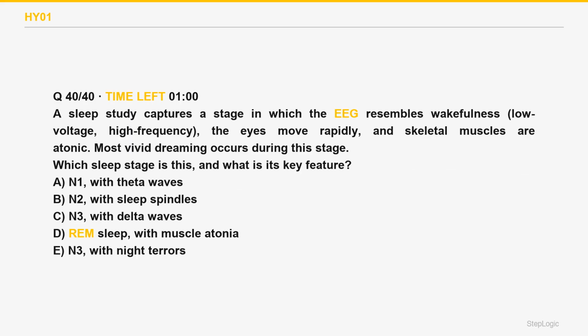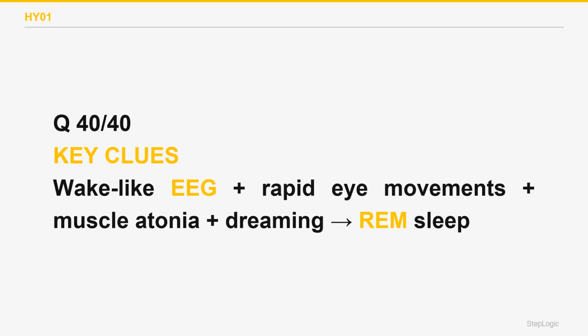Which sleep stage is this, and what is its key feature? A sleep study captures a stage in which the EEG resembles wakefulness, low voltage, high frequency, the eyes move rapidly, and skeletal muscles are atonic. Most vivid dreaming occurs during this stage. Read the command. Identify the stage and its feature. Wake-like EEG plus rapid eye movements plus atonia points to REM.